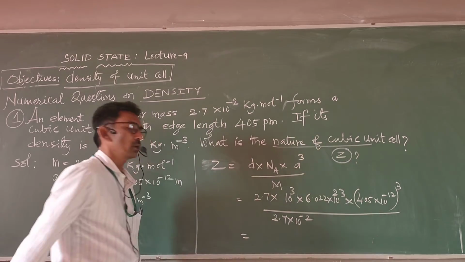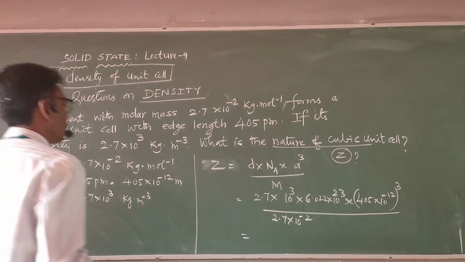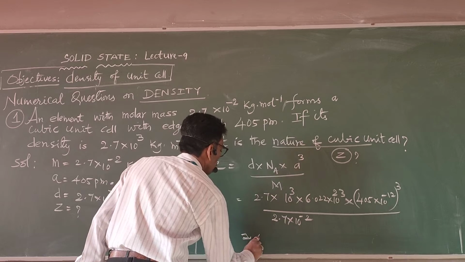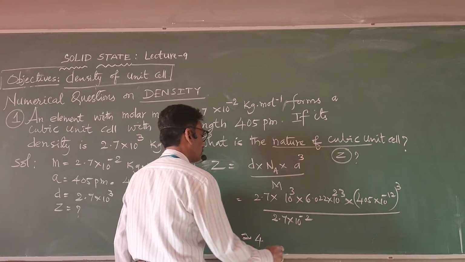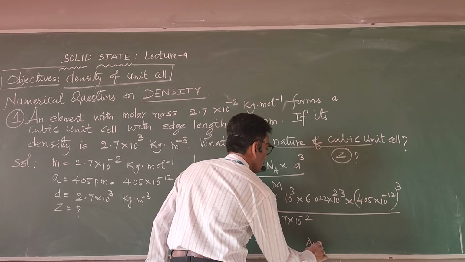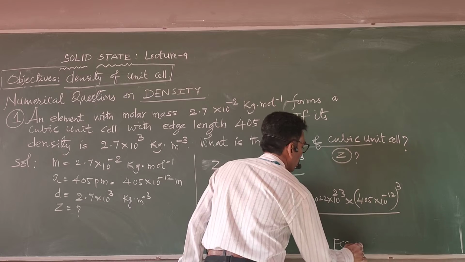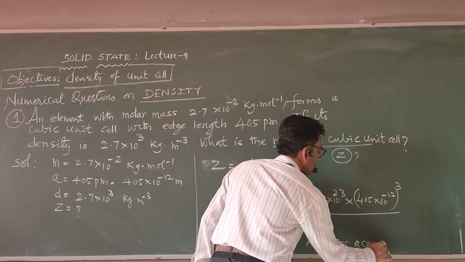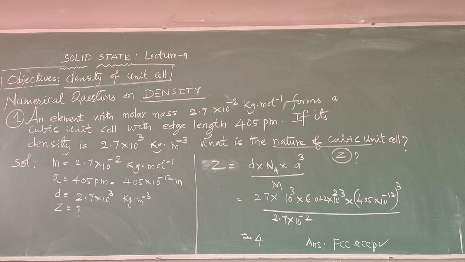After simplification, what is the answer? You try yourself and then get the answer. Now, Z is nearly 4 after calculation. So 4 is the type, that is FCC or CCP is the answer. Next problem will be taken. Get ready.